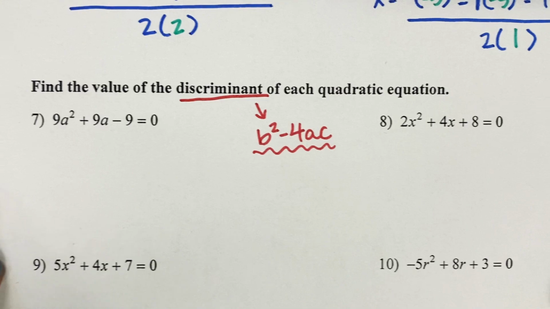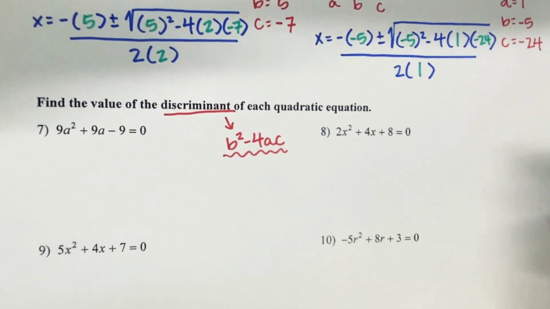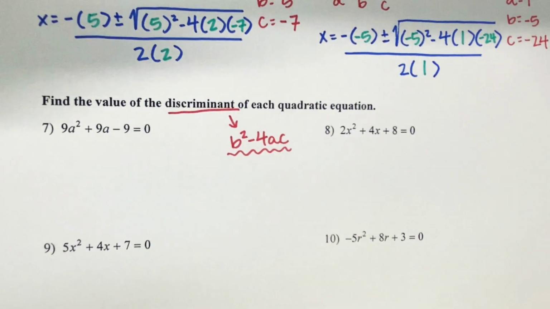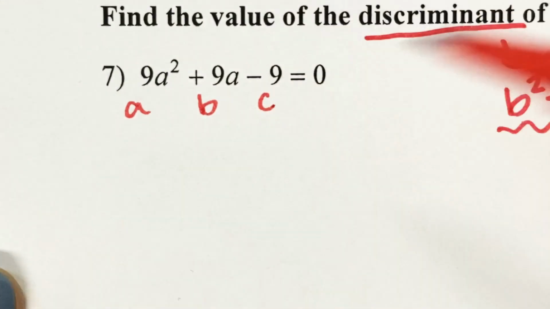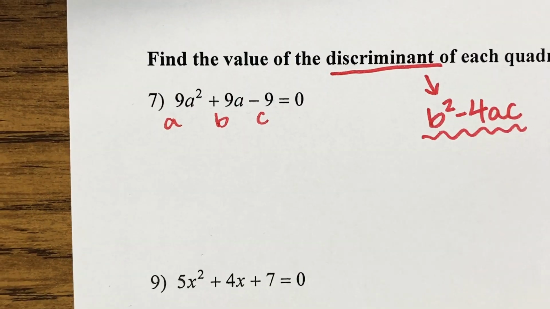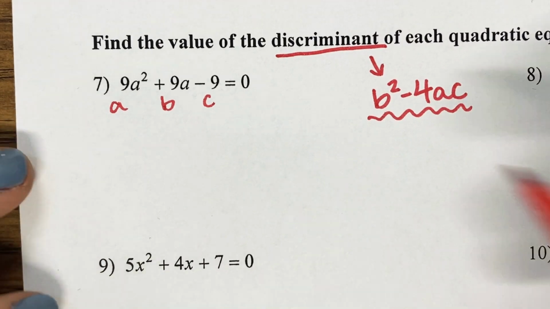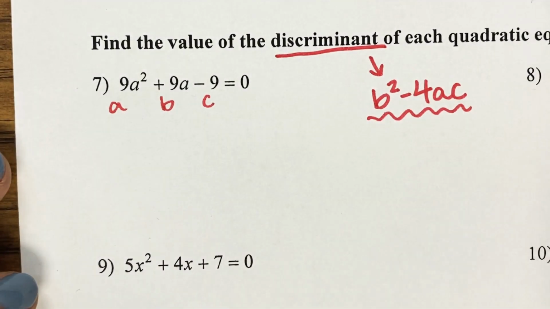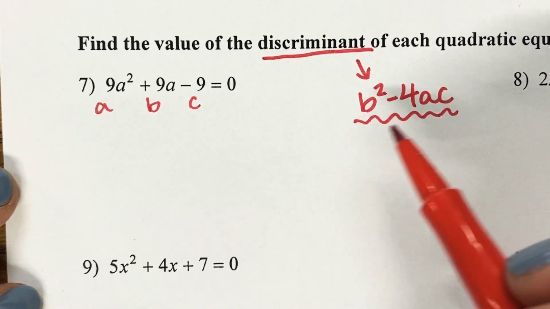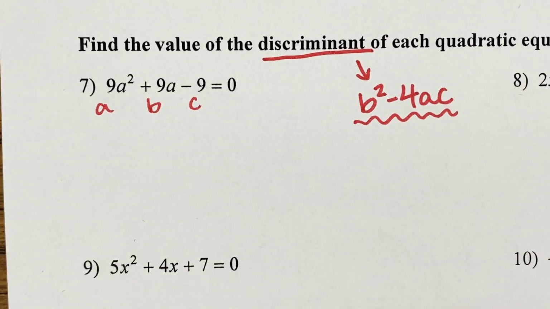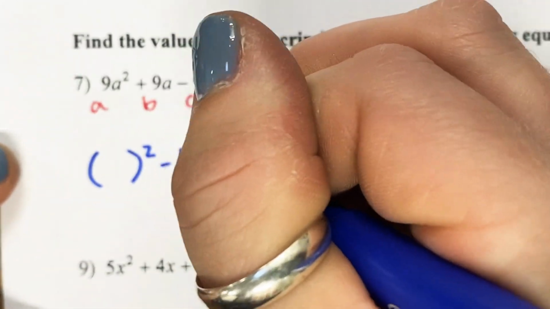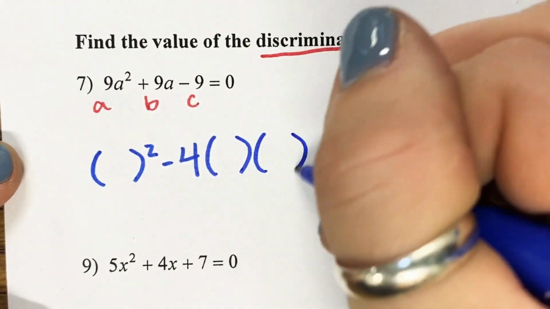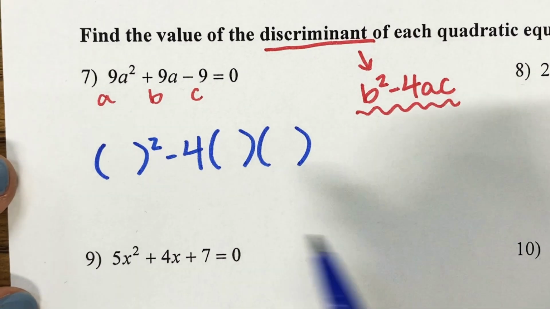Okay, so let's look at number 7, because we are going to need a b, an a, and a c. So we need to identify what my a, my b's, and my c's are. Let's label it. I have A, B, and C. Now that I know my A's, my B's, and my C's, let's go ahead and rewrite our discriminant piece, but leave the spaces. Our discriminant piece is B squared minus 4 times A times C. Okay, so let's fill it in.